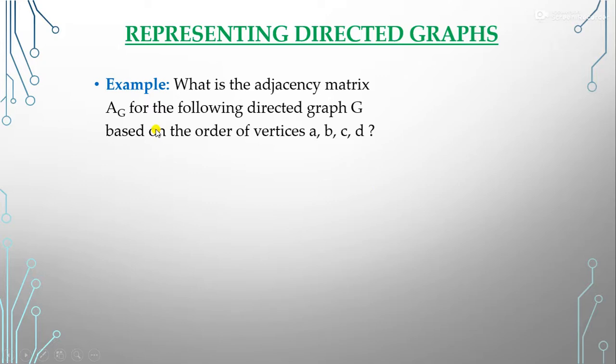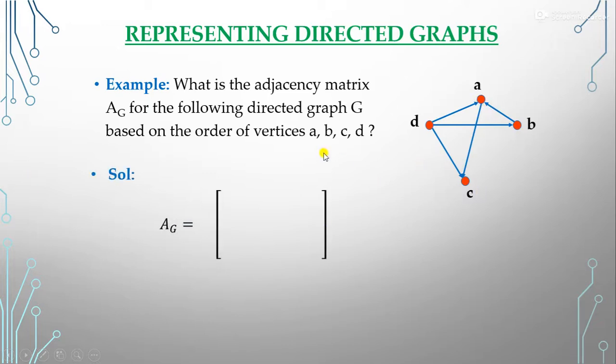What is the adjacency matrix AG for the following directed graph? This is the directed graph, meaning here we have directions, right? And there are 4 vertices here, A, B, C and D. So now how to form the adjacency matrix here? Since there are 4 vertices, we have 4 columns and 4 rows. Now how to fill this? We all know there is no self loop, meaning A is not connected to A, and no vertex is connected to itself. It means these entries are 0.